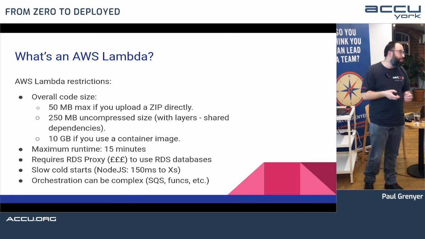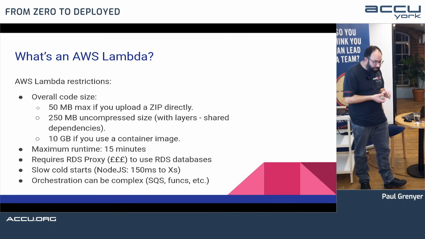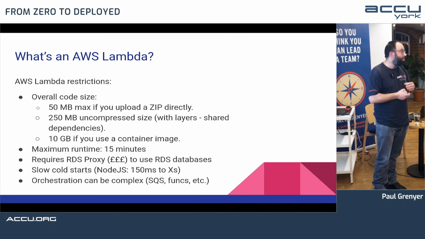Slow starts is your other problem with Lambdas. If you've got a Node.js Lambda, you've got at least 150 milliseconds for your Lambda to get going. If you're running .NET or you've got other things that are starting up with your Lambda, it will take longer. So it may mean that your user has to wait a few seconds, a few microseconds for the Lambda to get going. Sometimes that's okay, sometimes it isn't.